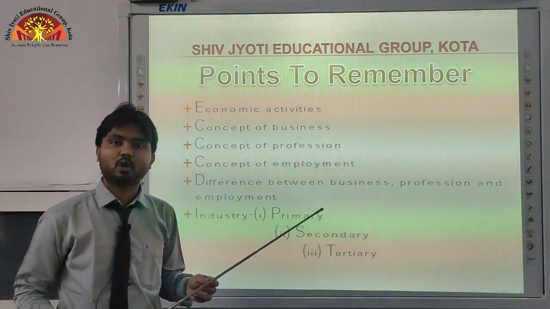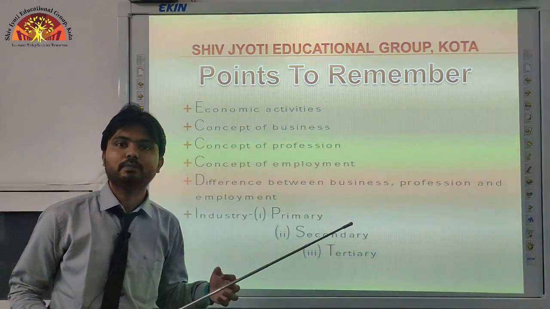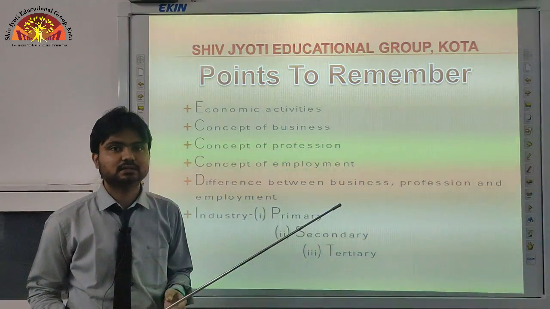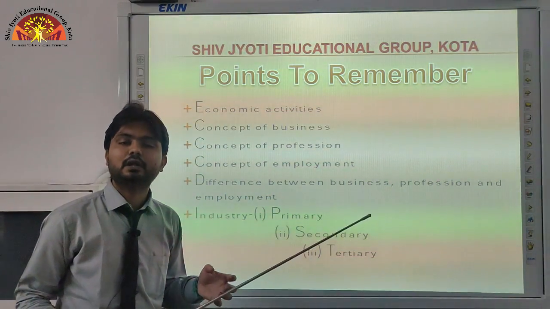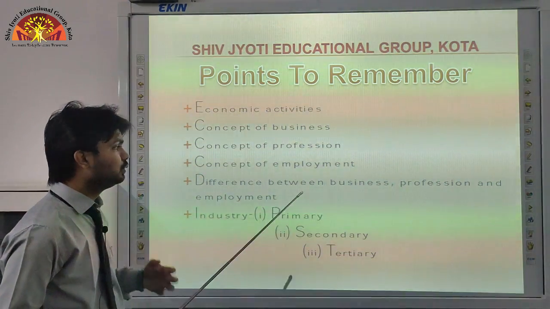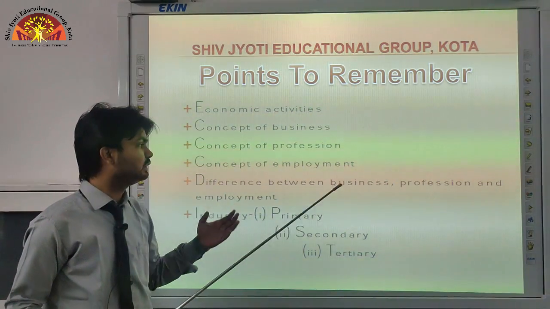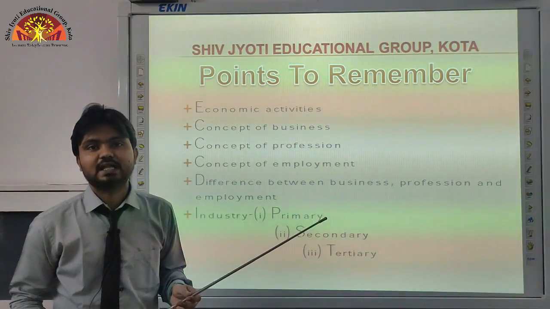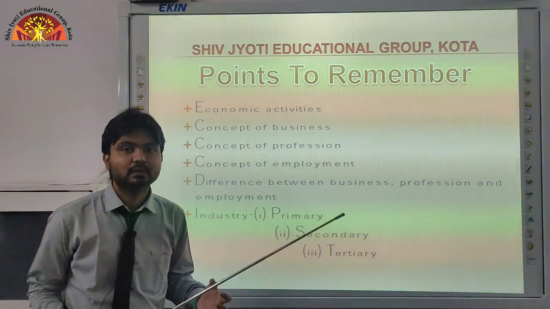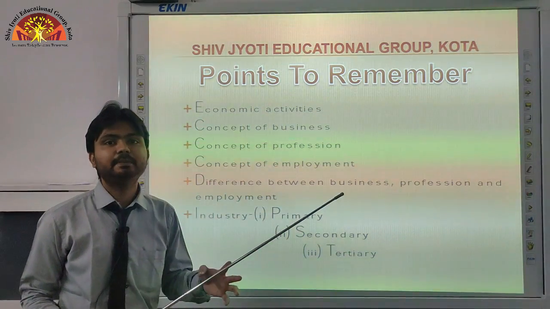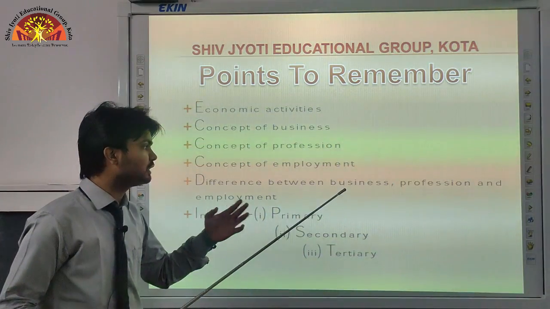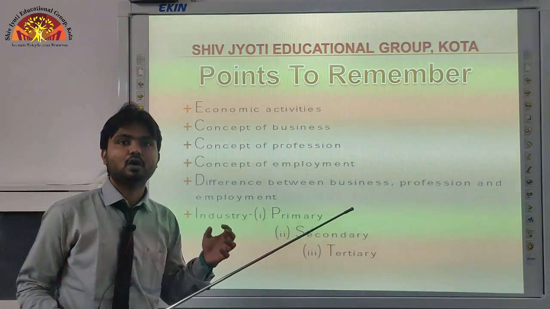The next one is employment. That means if we are doing a job under some superiors, under any industry on a fixed salary basis, then it is known as employment. There is a contract of employment between an employer and the employee. Now the main term is the difference between business, profession and employment. As we know, if we talk about ownership, in business we have the ownership. If we talk about profession, it may be on the ownership basis or on the employment basis, and if we talk about employment, there is no condition of ownership.